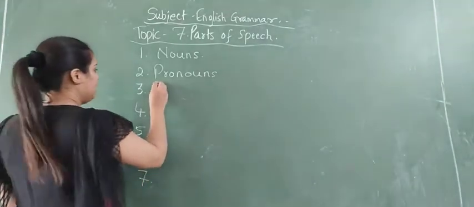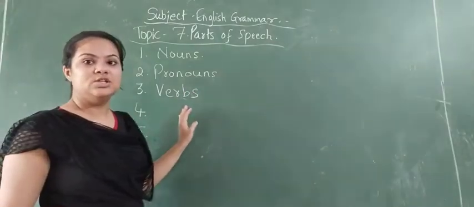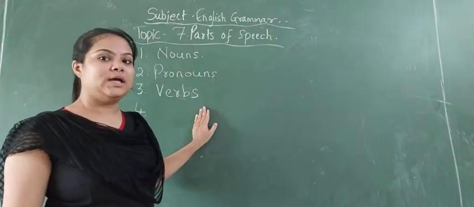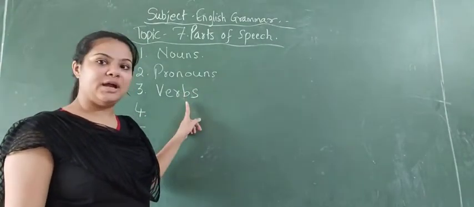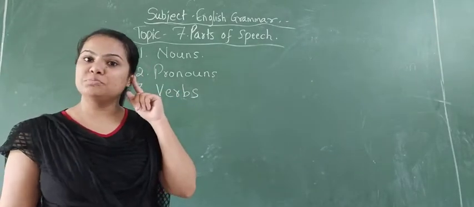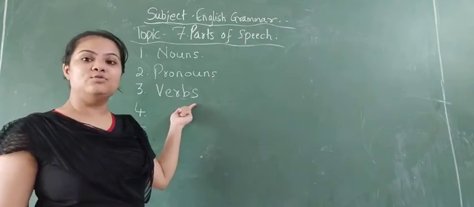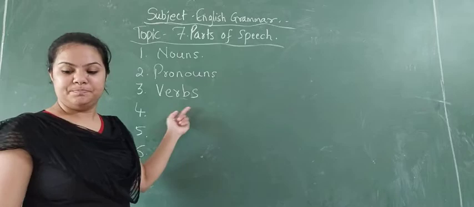After that we have verbs. Verbs means action words. जो भी action हम perform करते हैं that are called verbs. Like I am writing on the blackboard, so writing is a verb. You are listening to me, तो listening is a verb. यानी कोई action जो perform किया जाता है उसे कहा जाता है verbs.